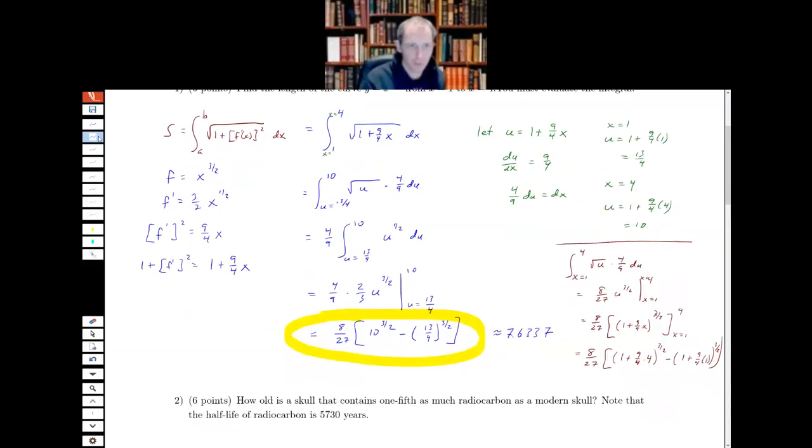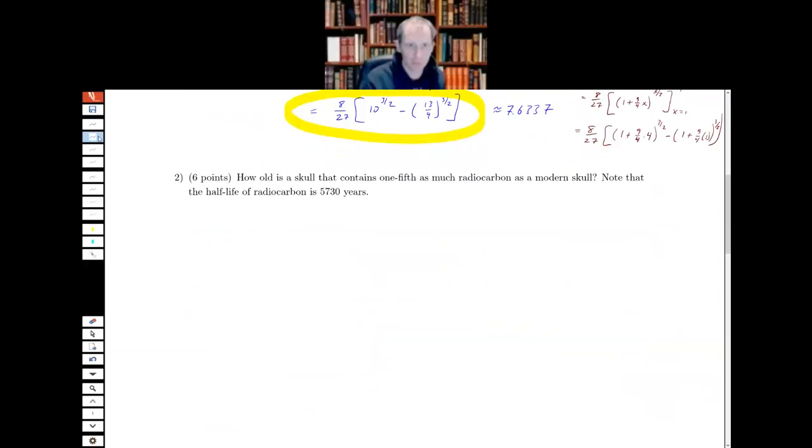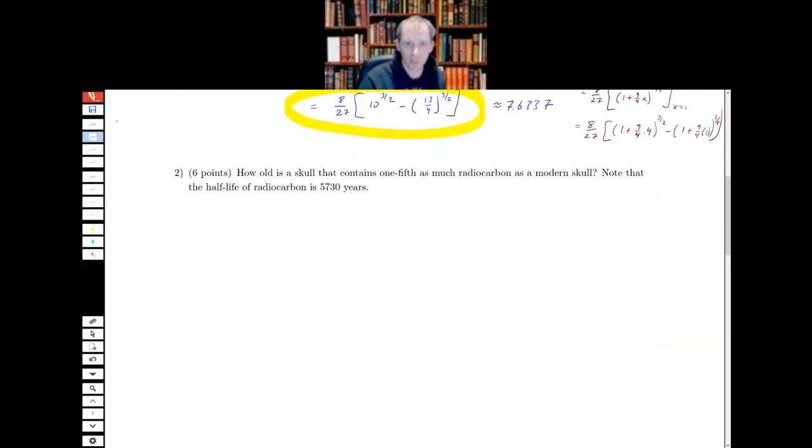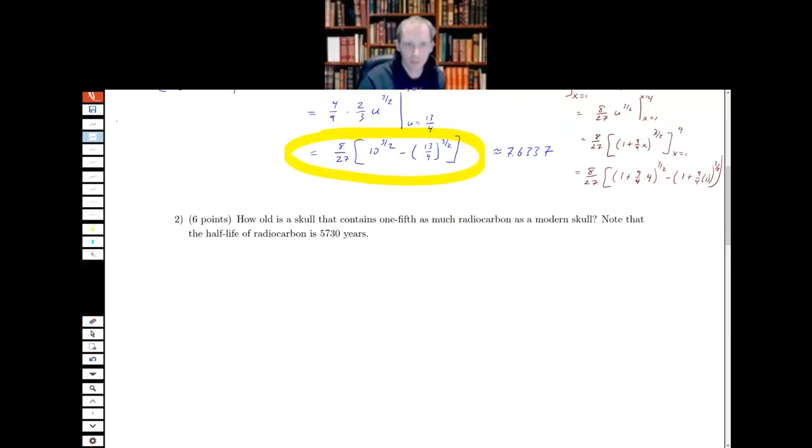Okay. So let's look at problem 2. How old is a skull that contains 1/5 as much radiocarbon as a modern skull? Note that the half-life of radiocarbon is 5,730 years. So I don't know how much radiocarbon is in a skull, but I do know that this is going to have 1/5 of the amount that it started with. Okay, so that's what we're working off of.